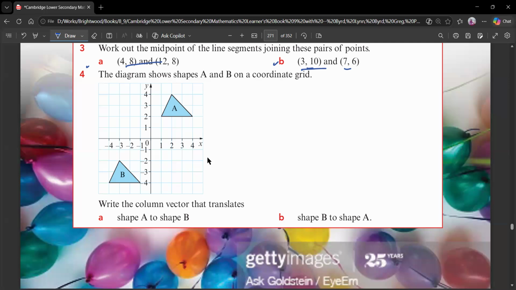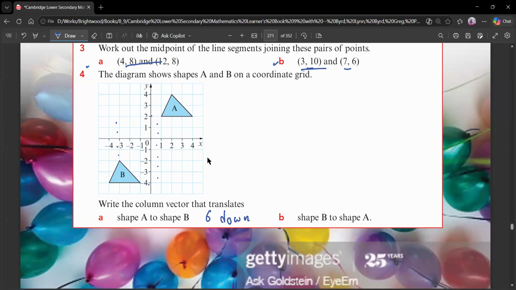How many columns? How many movements? You have to go A to B. Look here, how many vectors? From 2 to 4, 1, 2, 3, 4, 5, 6. How many do you have to go? 6 down. From B to A, if you consider B to A, it should be what?